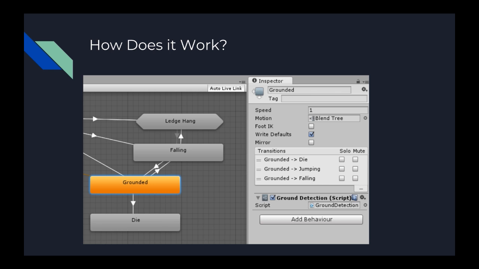Essentially, this graph system allows you to build out smooth animation states and transition smoothly between them. And that's about it.